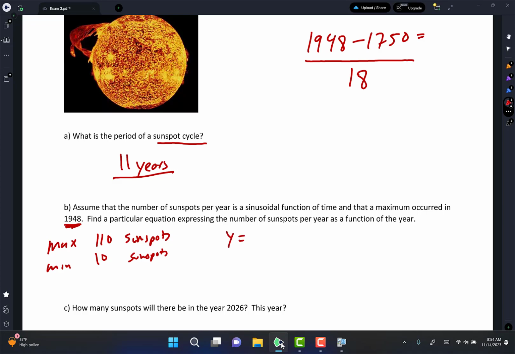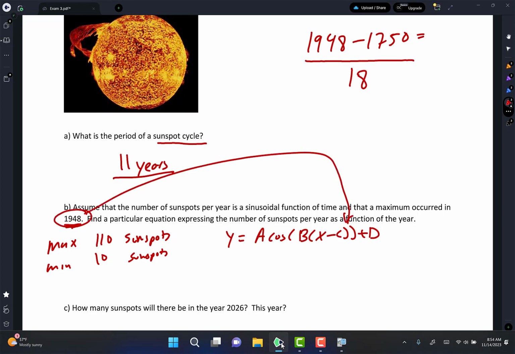So here's what I'm doing, guys. In case you're wondering, what are you doing? I'm doing this. I already know what the C is. The C has to be 1948 because they tell me that's where I have a maximum amount. I already know what the B is. The B is just 2 pi over 11. I need to figure out what the D is.